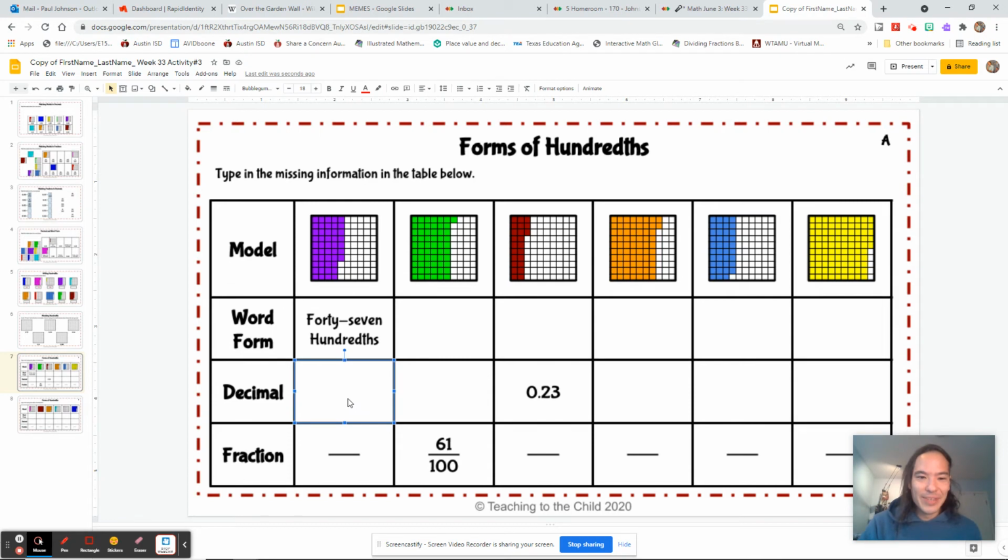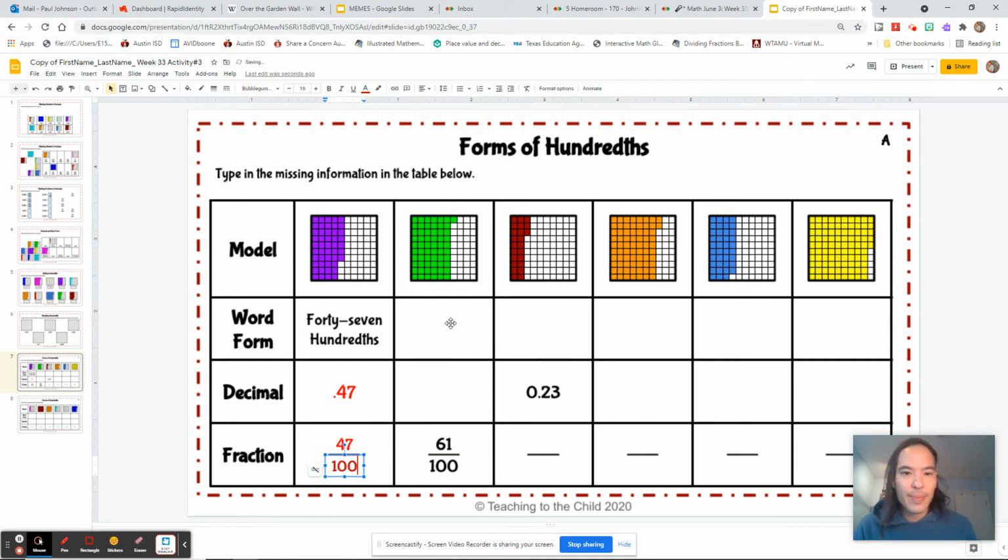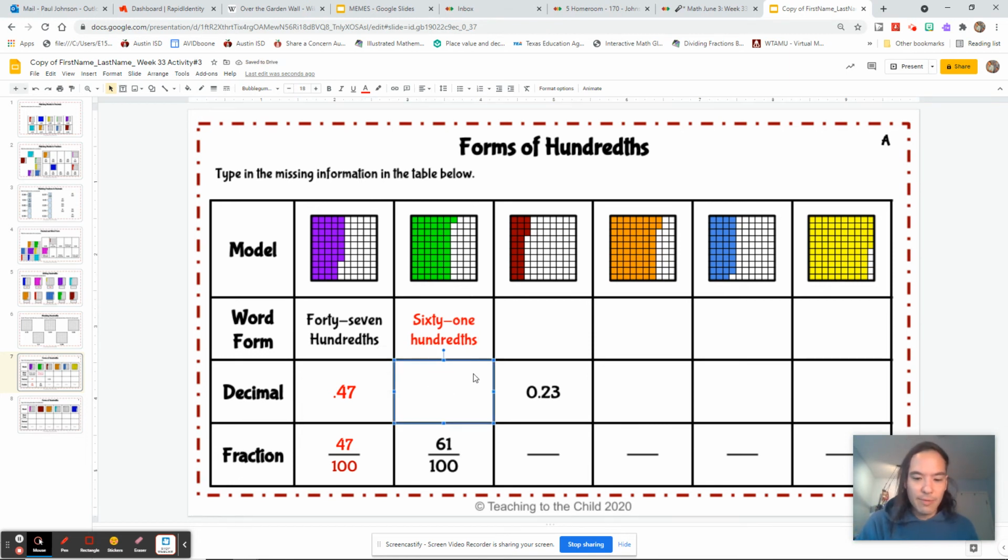All right, next one. You're just writing all the different versions. So on the page, 47 hundredths is a picture, 47 hundredths in words, 47 hundredths in decimals, 47 hundredths in fraction form. All right, this one is 1, 2, 3, 4, 5, 6 tenths and 1 hundredth. So this is 61 hundredths. And remember the THS at the end. And then you'd have 61 hundredths, so on and so forth.